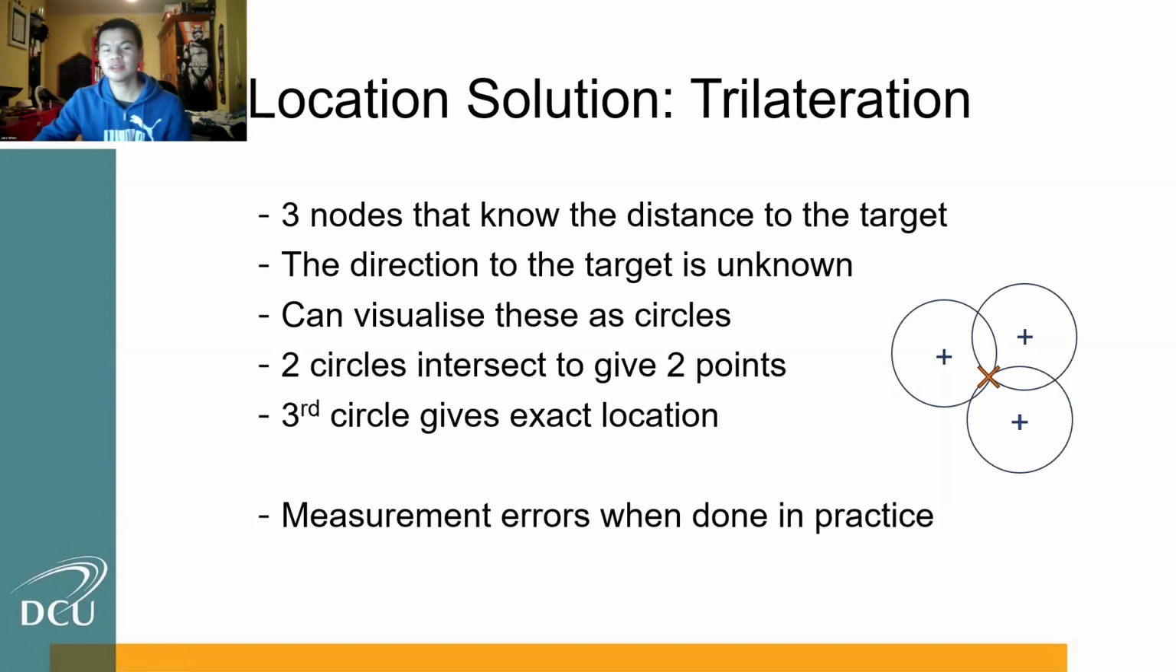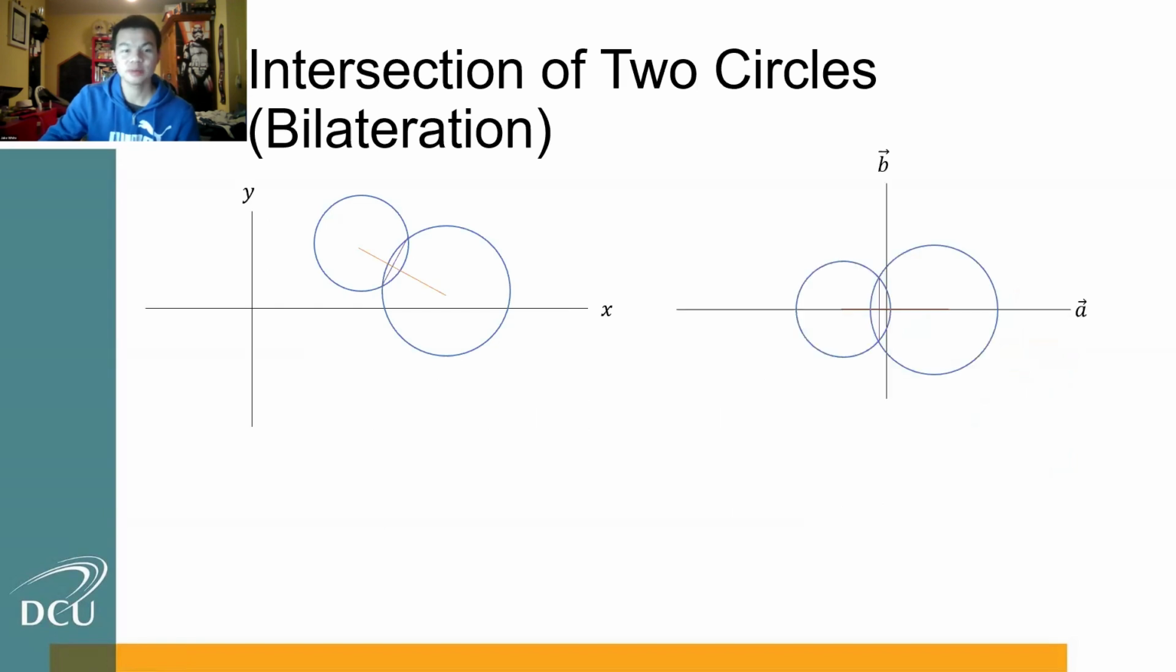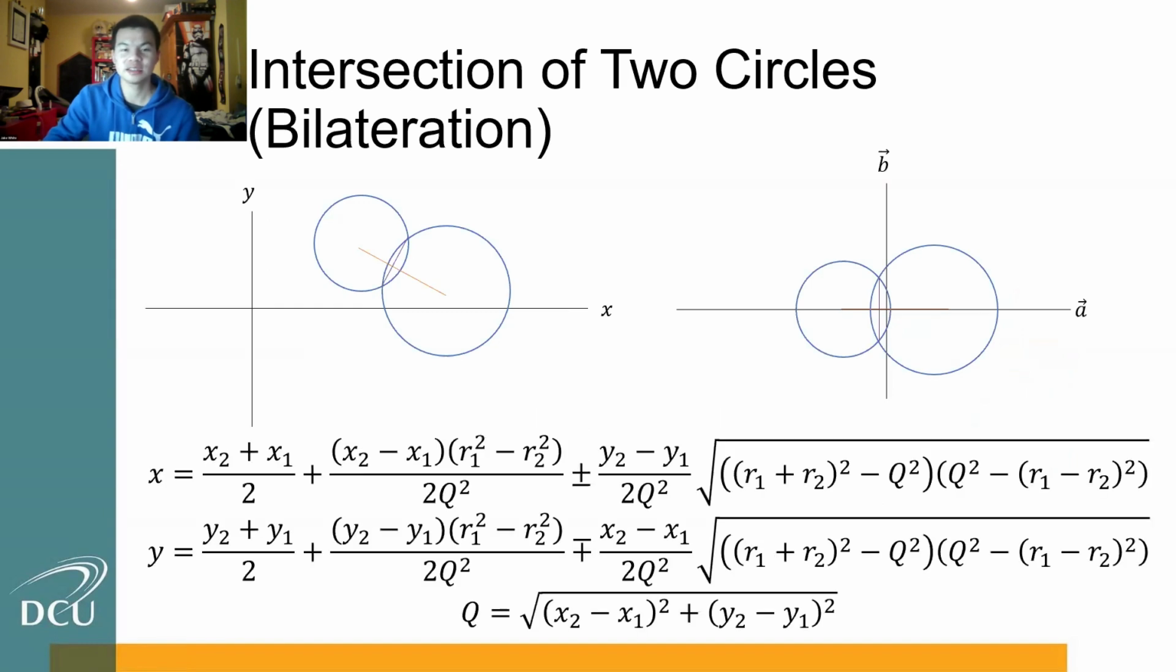This has some measurement errors when done in practice because you won't always get an exact measurement, and that can lead to some issues in giving you the wrong location. So how I get the intersection of two circles, I start off with two circles randomly placed on a 2D plane. And this problem is too difficult to solve, so I simplify it by putting the two circles on a single axis, and that's easier to solve. And then I can use unit vectors to sub in, and this allows me to translate and rotate the problem to the original position, and I get these equations out of it.